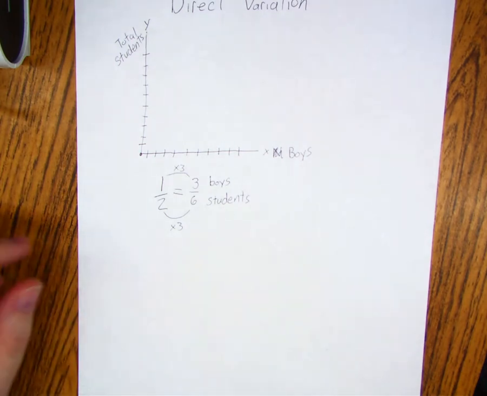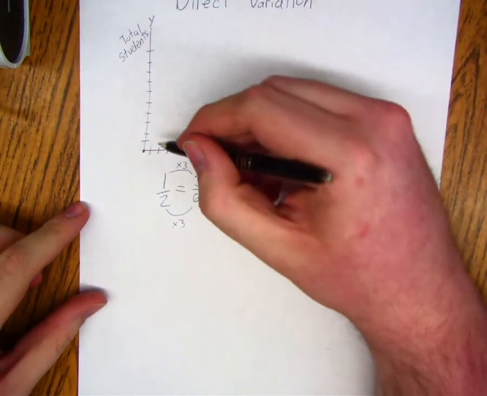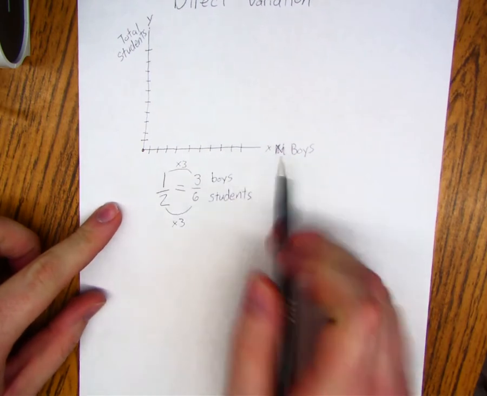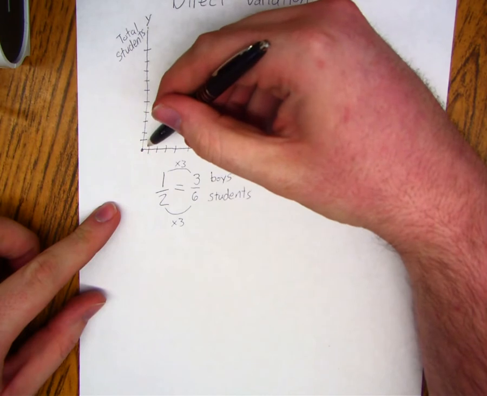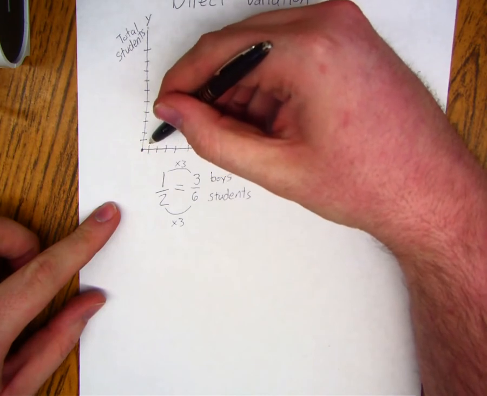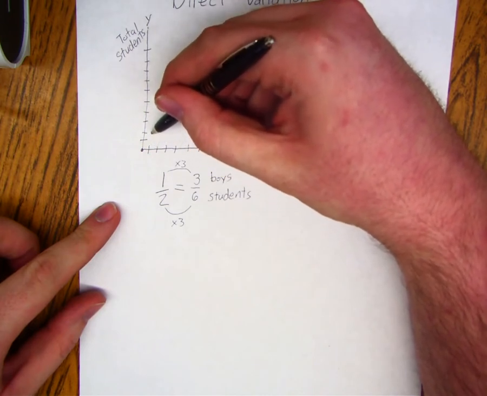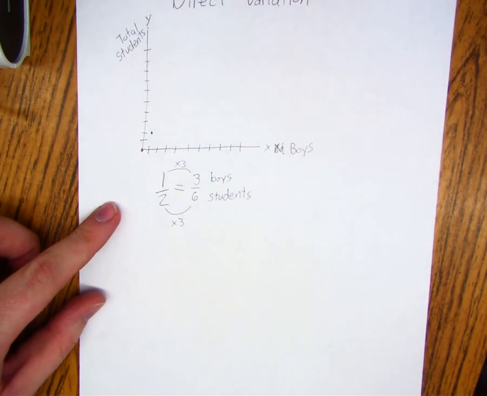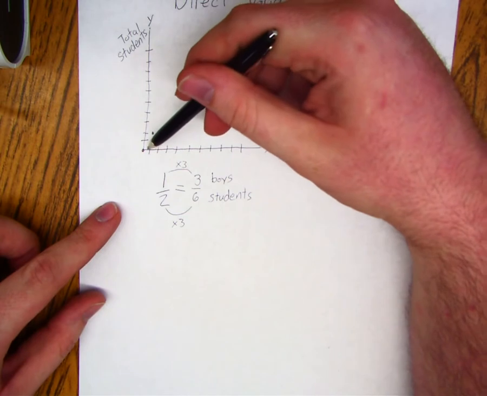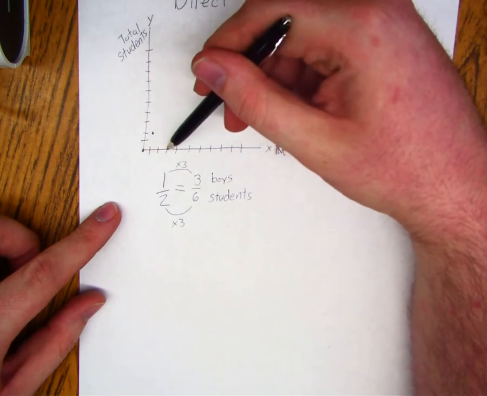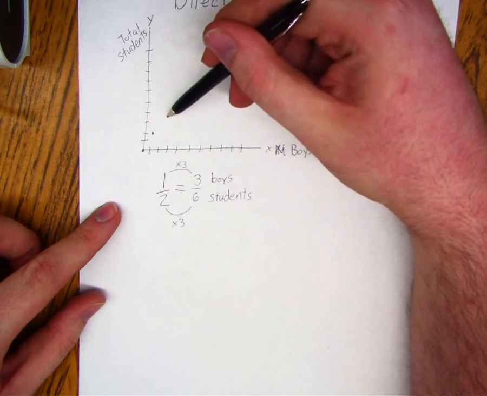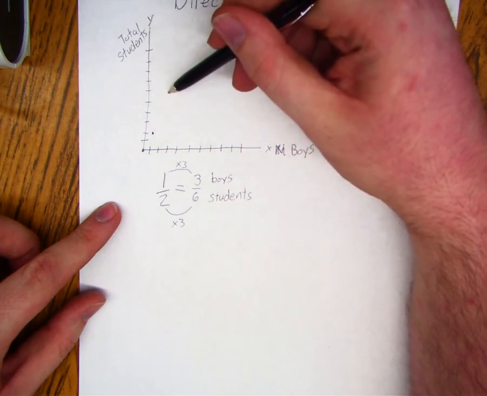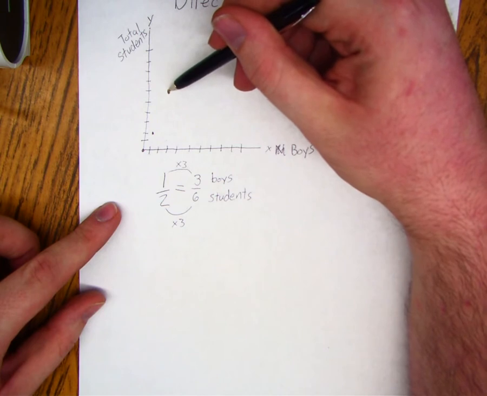So let's see if that holds up on our graph here. First I count my boys, so I have 1 boy, and I find that in a 2-person group. Once I'm over here at 1, I'll go up 2 points, 1, 2, and I will make a point. Now suppose I have 3 boys in my group. So I go over 1, 2, 3, and then I go up 6: 1, 2, 3, 4, 5, 6. And I'll make a point right about there.